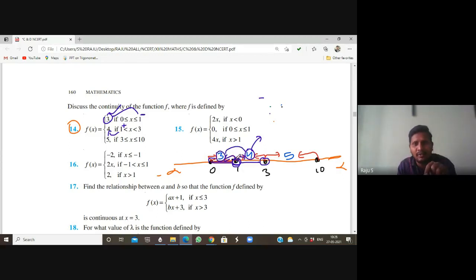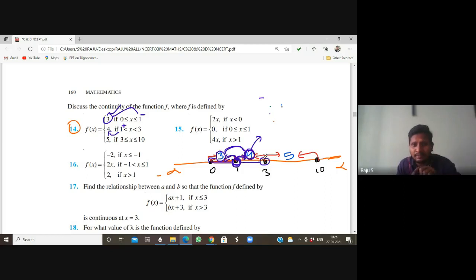At exactly 1, they gave two different cases, left hand value given and right hand value given, both are not the same. At exactly 1, it is not continuous. But more than 1 and lesser than 3, means 1.1 to 2.99, the given function value is 4. 4 is a constant, continuous.